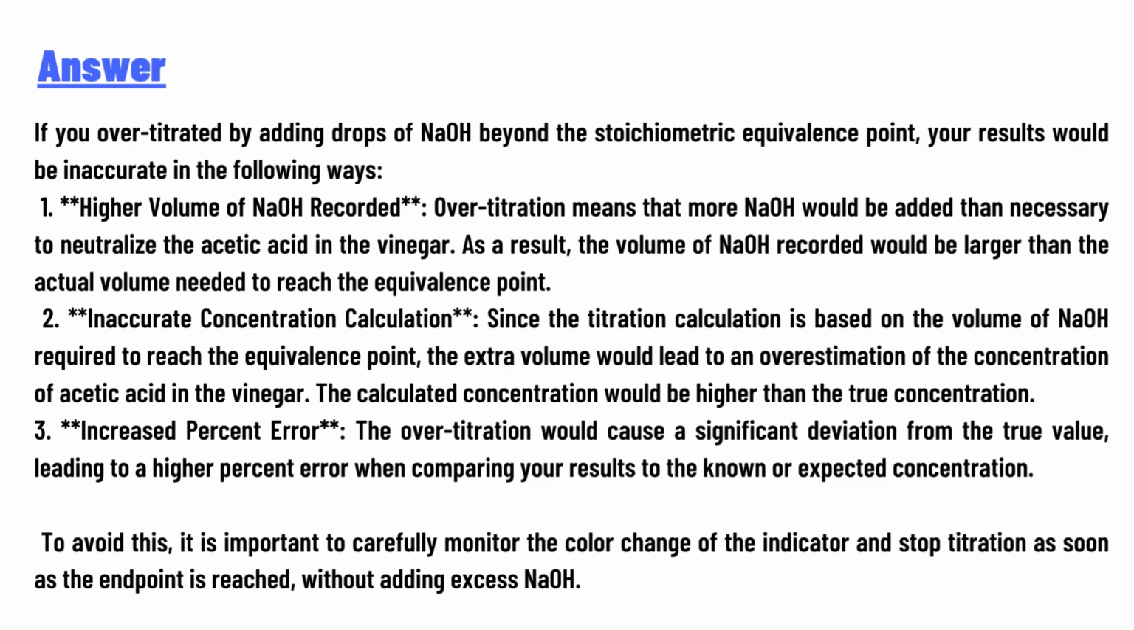3. Increased percent error. The over-titration would cause a significant deviation from the true value, leading to a higher percent error when comparing your results to the known or expected concentration. To avoid this, it is important to carefully monitor the color change of the indicator and stop the titration as soon as the endpoint is reached, without adding excess NaOH.